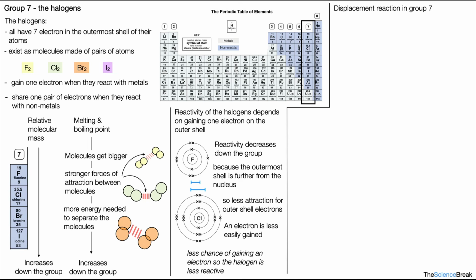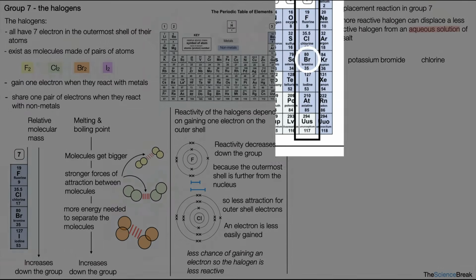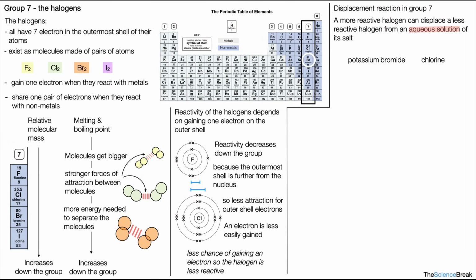Next, displacement reactions in group 7. A more reactive halogen can displace a less reactive halogen from an aqueous solution of its salt. What does this mean? We can see that if we have a solution of potassium bromide, which is the salt, and we react it with chlorine gas, because chlorine is more reactive than bromine, as you can see in the periodic table, the chlorine can displace the bromide from potassium bromide and become potassium chloride. The bromide will become bromine gas.